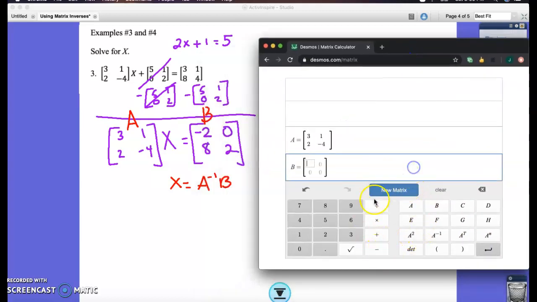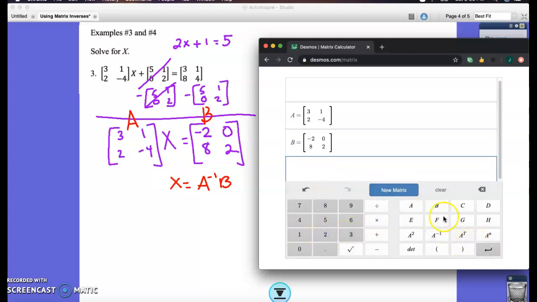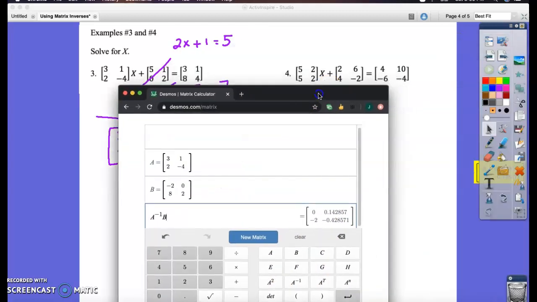New matrix, add -2, 0, 8, 2. Say, yep, that's B. And now A inverse, good, it exists, B. And there's my final answer for this guy here.